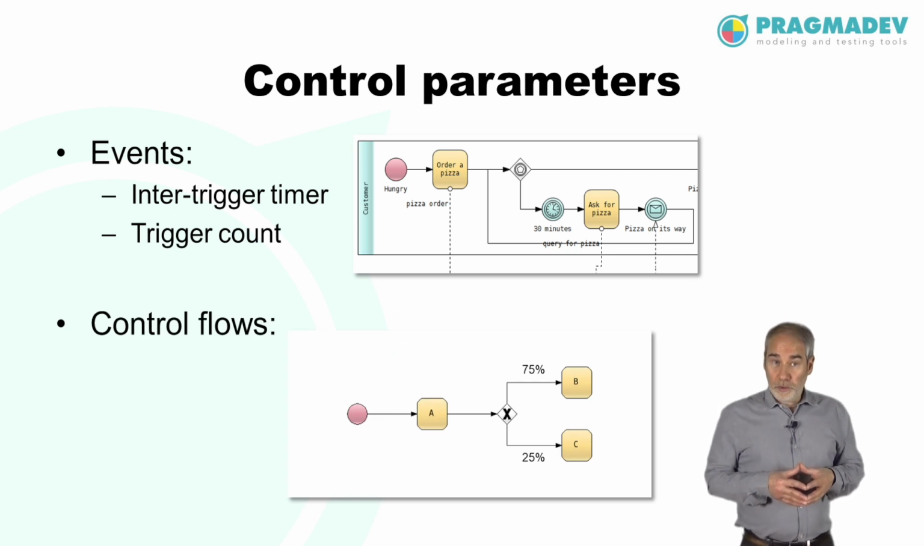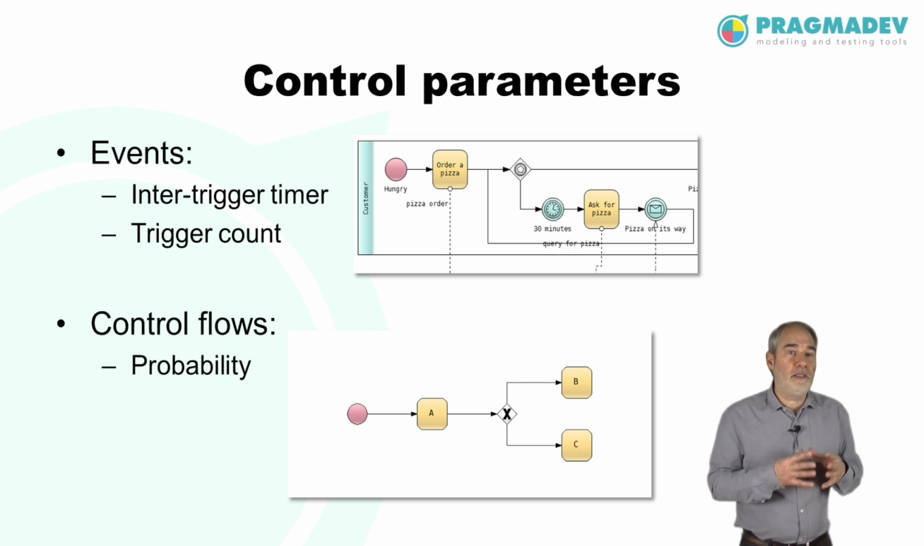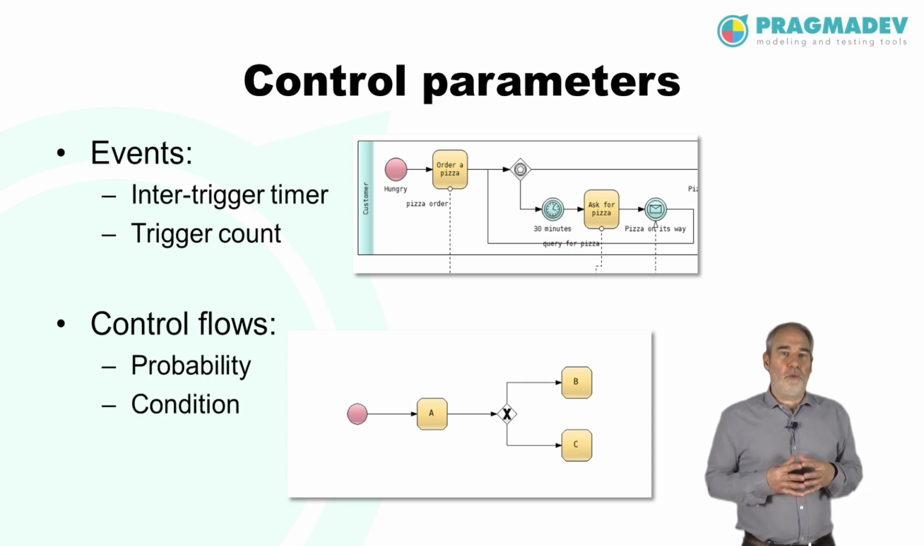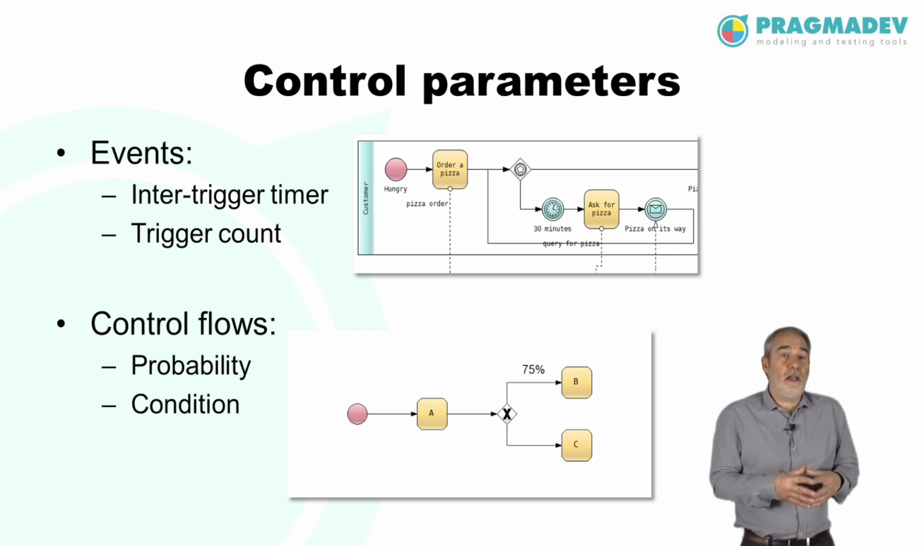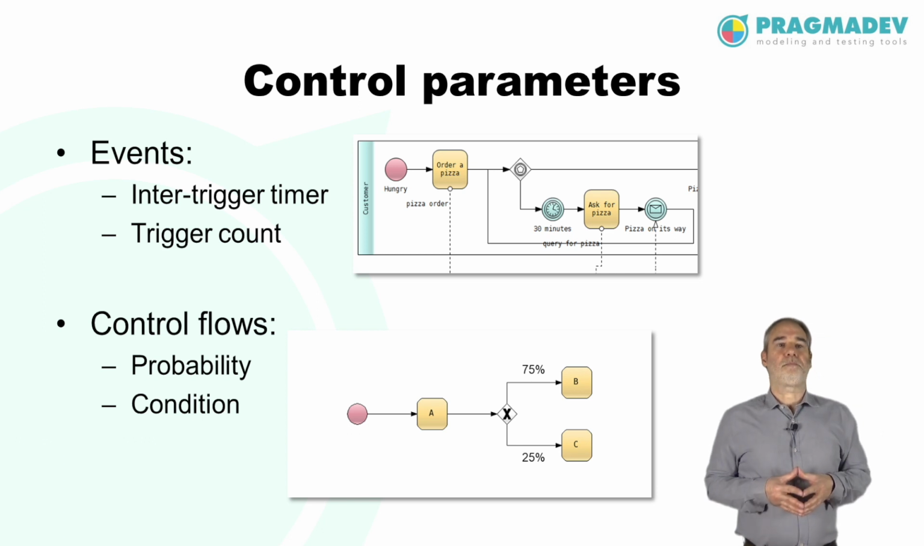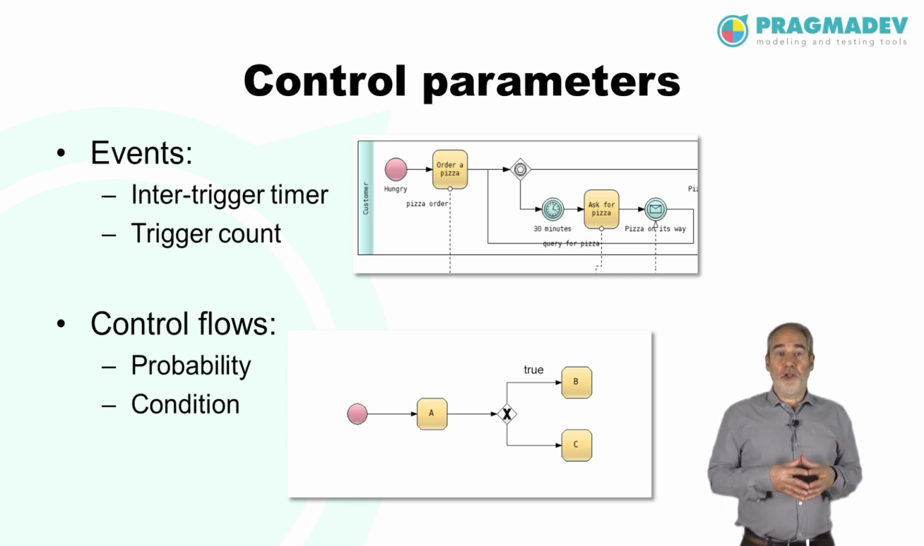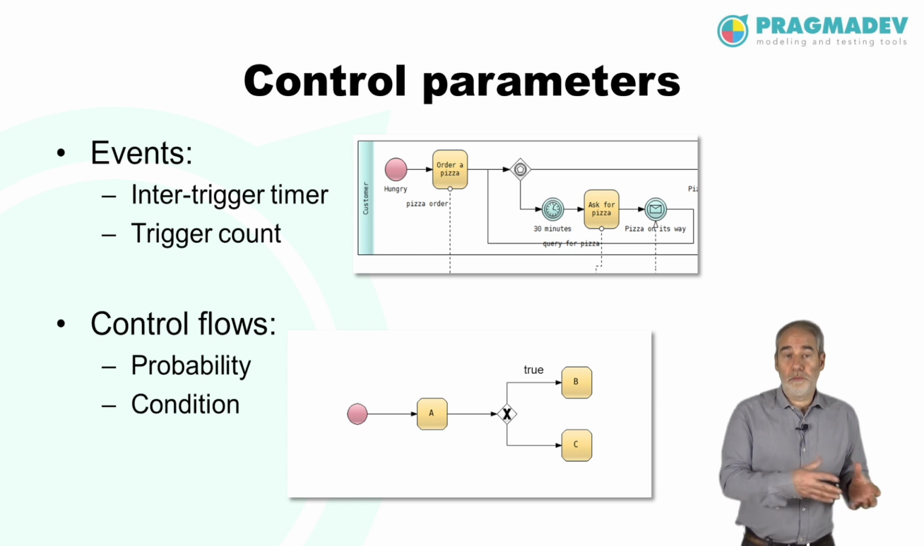On control flows, such as gateways, it is possible to set a probability or a condition. For example, on an exclusive gateway, one of the branches could have a 75% probability to be executed and the other one 25%. When based on a condition, it can take the value true or false.